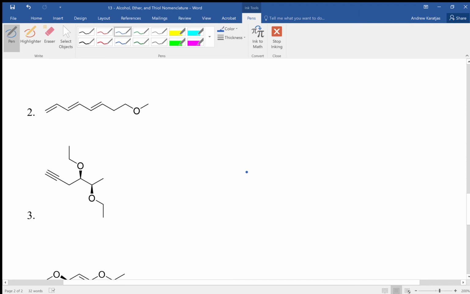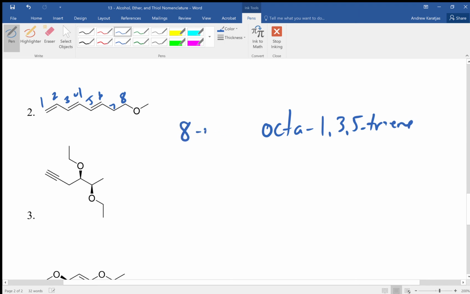Number 2 is more complex, so we just name the ether as a substituent. The ether does not get any special priority over other groups, so we number this one based on the alkenes, making it octa-1,3,5-triene, and our substituent is the 8-methoxy. Don't forget our stereochemistry, which those 2 alkenes, 3 and 5, we can see are both E.